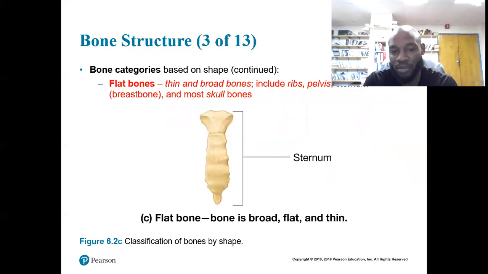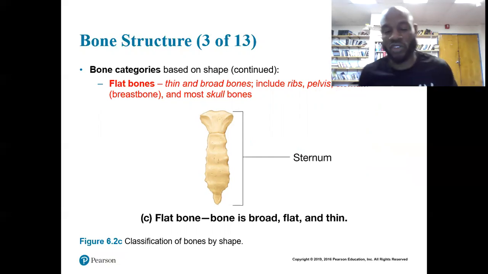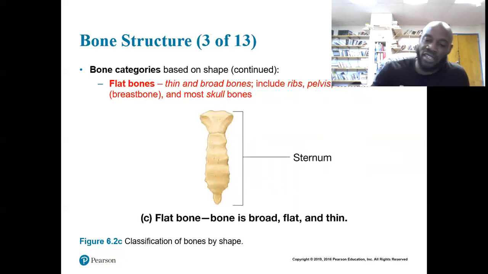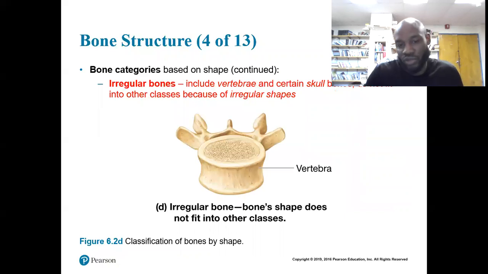We have flat bones. Everybody knows the sternum right here in the center of the chest, sort of where your ribs are connected to, and that is considered a flat bone. Ribs are, as well as the pelvis, considered flat bones. Okay, so broad, flat, thin bones. We have irregular bones, the vertebrae, where your spinal cord is contained. They help protect the spinal cord. They're irregularly shaped bones.